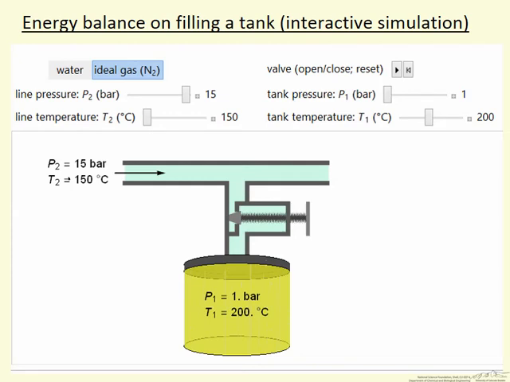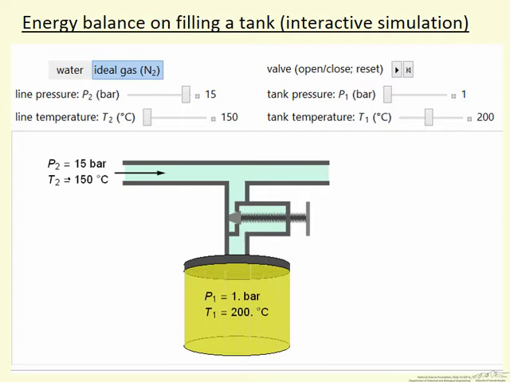In the simulation on the left, we're doing the calculations for an energy balance when we fill a tank. The idea is we start with a tank that contains an ideal gas. We're given its pressure and temperature. And then we have a flowing stream at higher pressure and a temperature that can be varied. So the line temperature can be changed. Likewise, the tank temperature can be changed and the tank pressure can be changed.